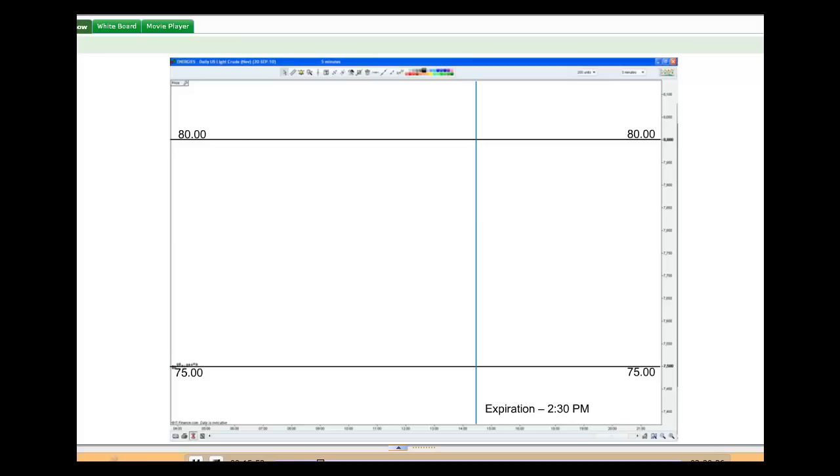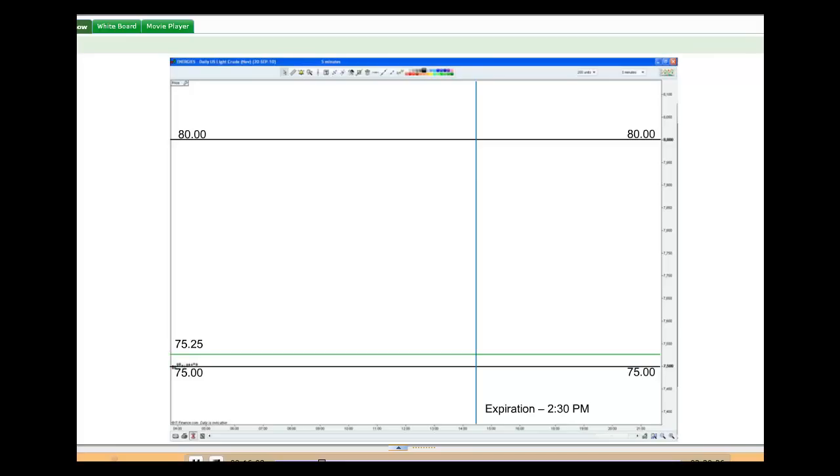Because there are multiple ranges posted each day, we may have a floor at 75 and a ceiling at 80. This is a range. Think of it as a box spread in this case. So the floor of this contract is going to limit our risk.